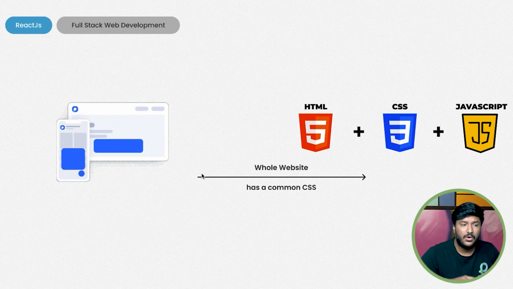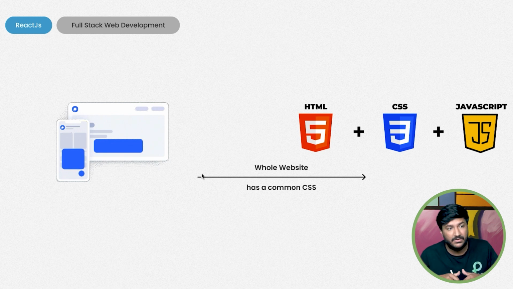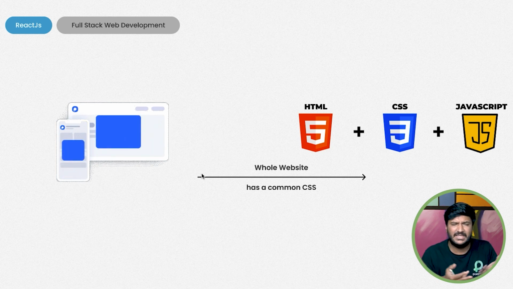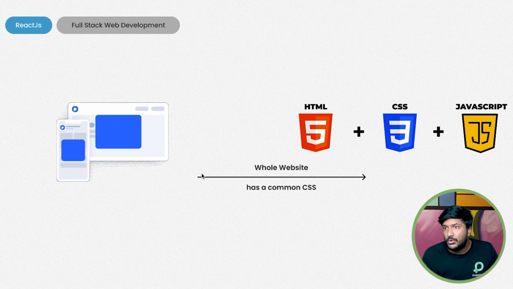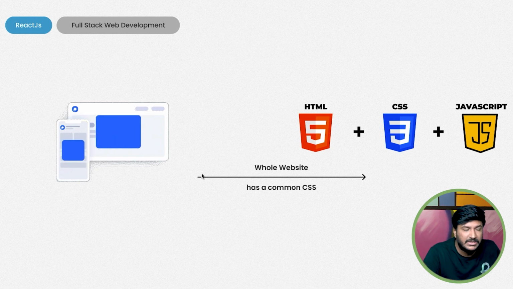Now earlier, the whole of your website had a common CSS, a common JavaScript, a common HTML, wherever all the HTML files and everything are written. Now this is unwise, right? For HTML, maybe different pages have different HTML, but for CSS, most websites have a common CSS, and all of the CSS has to be loaded all at once, right? So it's kind of stupid.